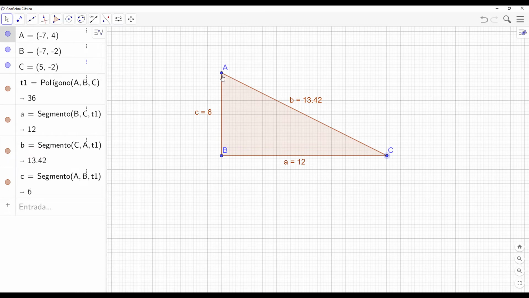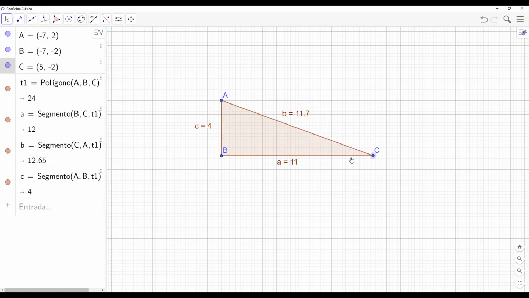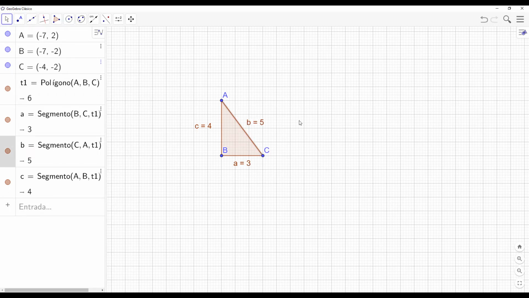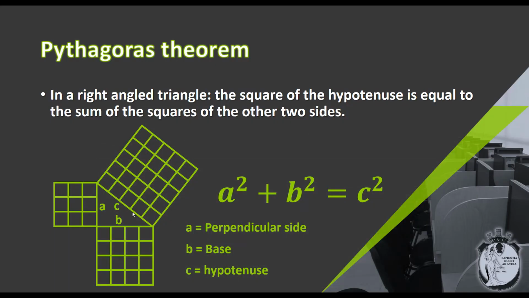Why? Because he found a triangle with exact lengths 3, 4, and 5. So the problem was how you relate the sides in a formula. So he found here 4, 3, and 5.